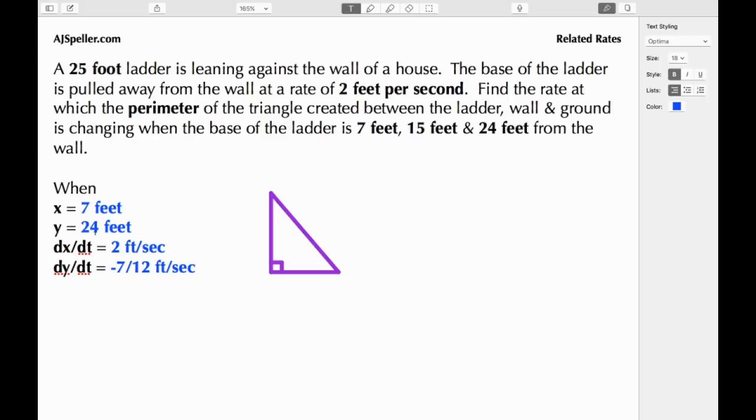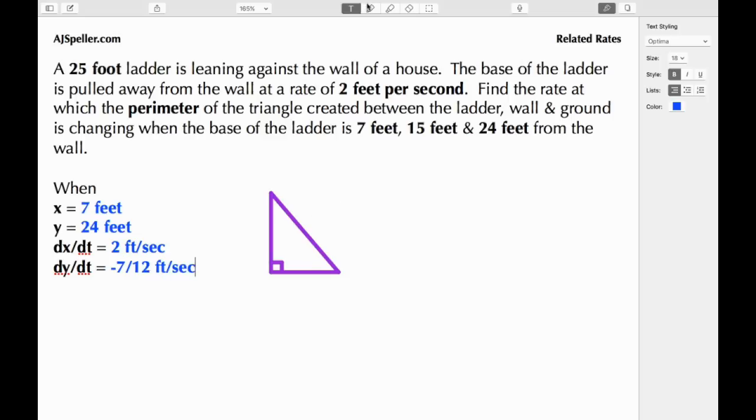Here we have some given information. Where x is 7, that's going to be our first snapshot. Using the Pythagorean theorem, we figured out that y was 24. dx/dt of 2 feet per second is given. And dy/dt was found in a previous tutorial, and I'll add the link here.